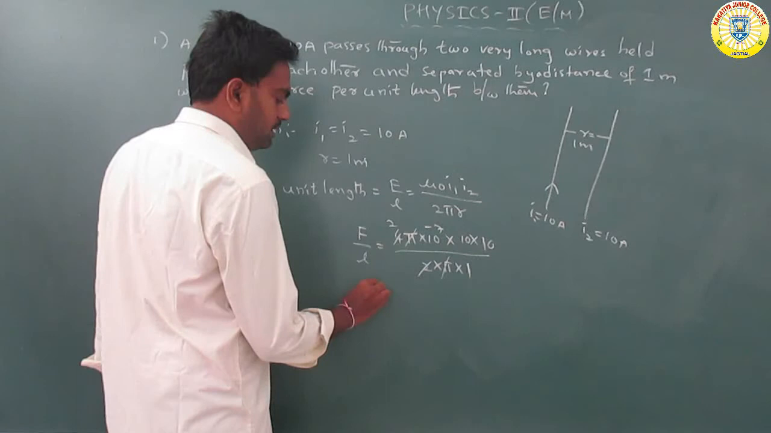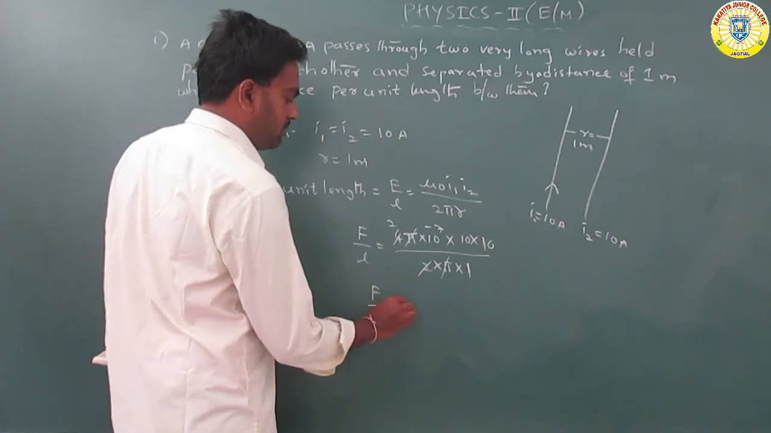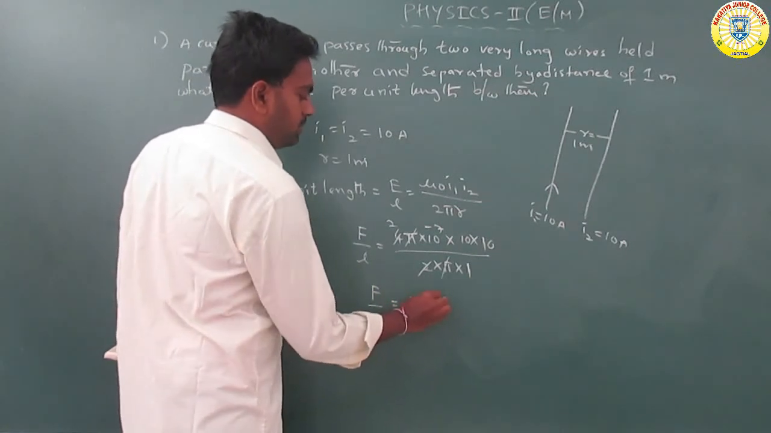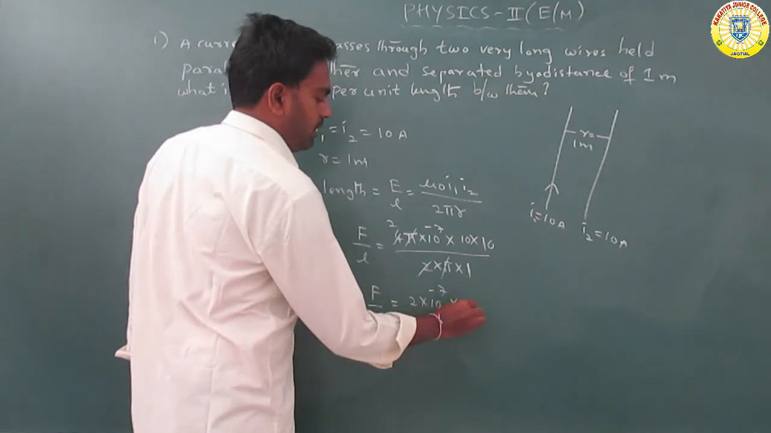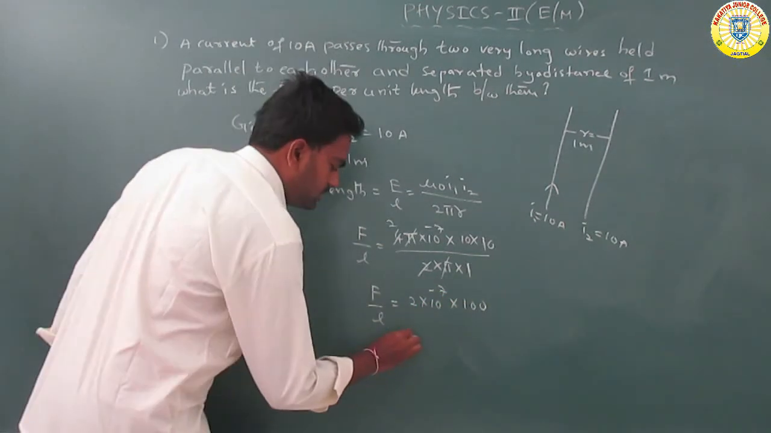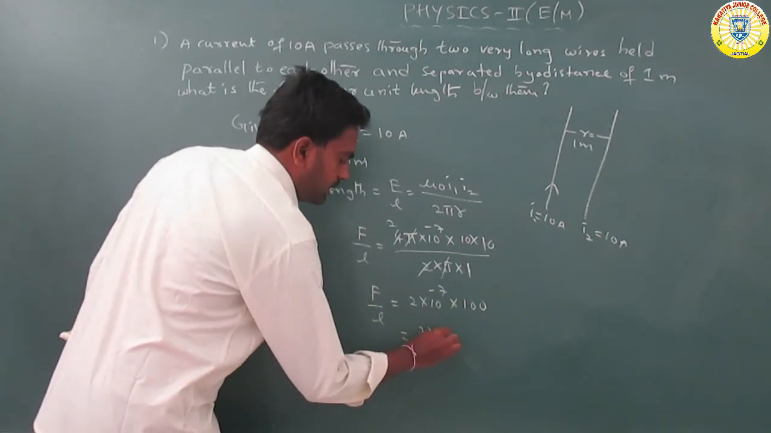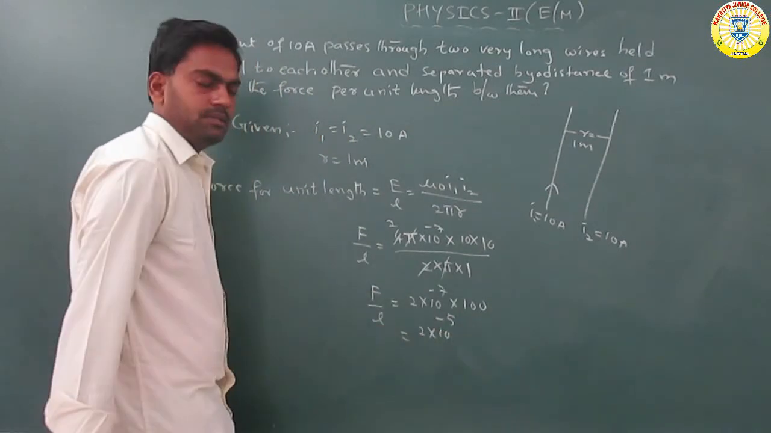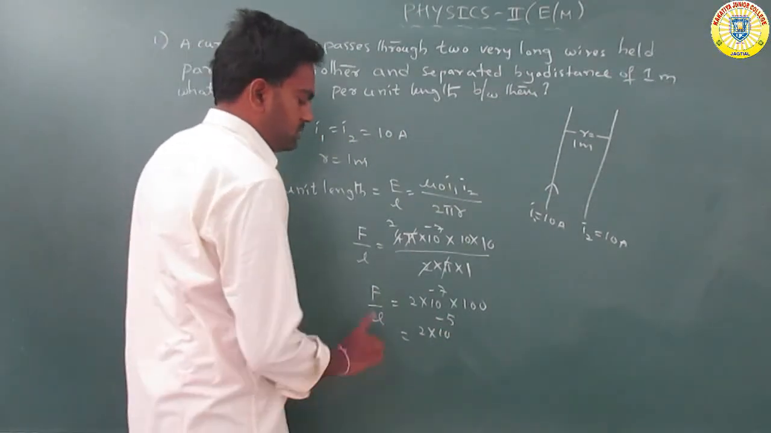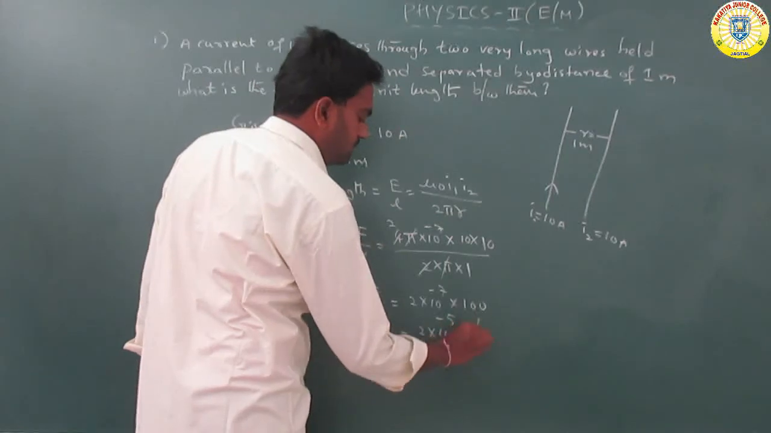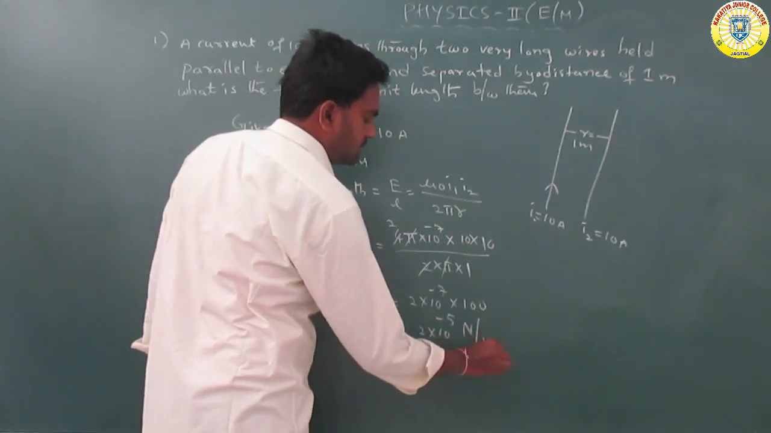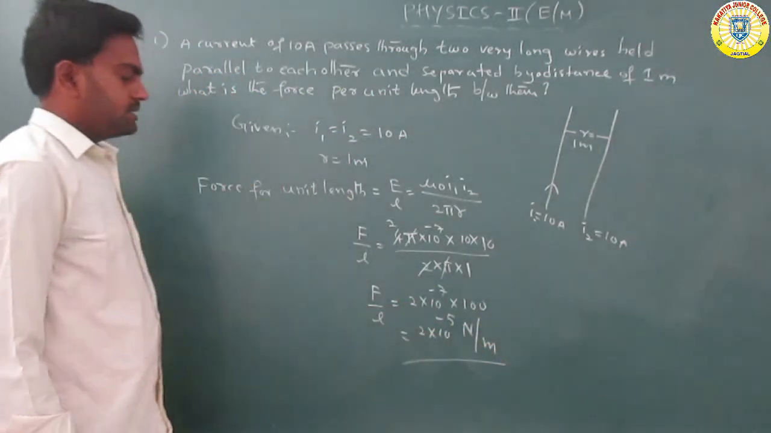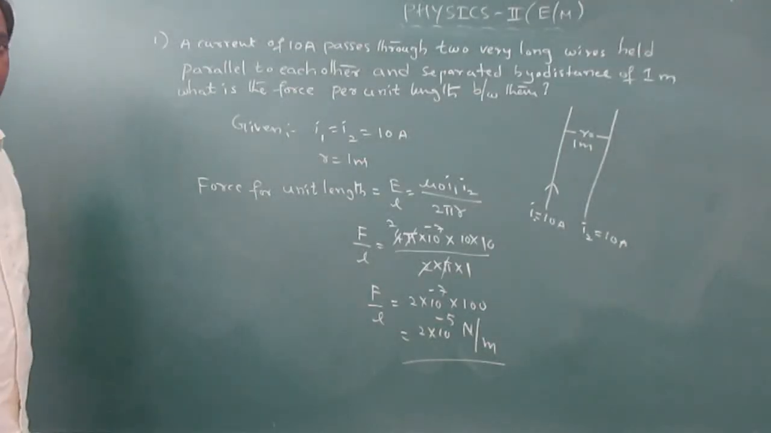The remaining equation: F by L is equal to 2 into 10 to the power of minus 7 into 100, that is equal to 2 into 10 to the power of minus 5. So F by L is in Newton per meter. This is the unit for the force per unit length.